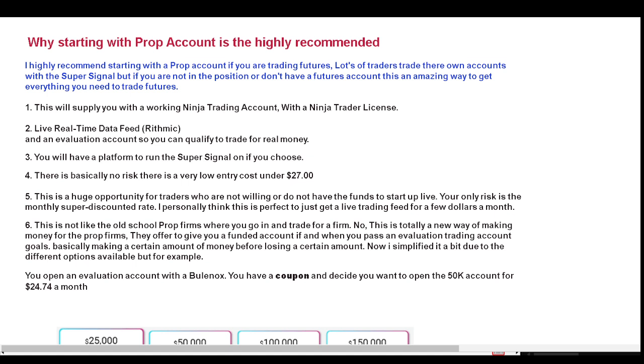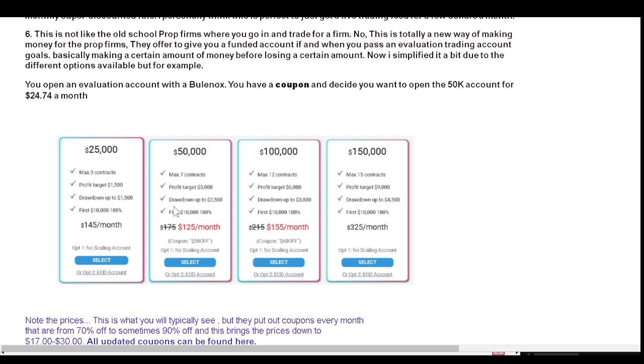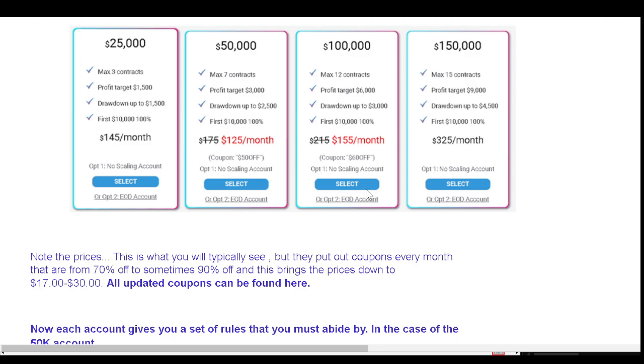Now, let me go back over here a second. This is typically the standard thing that you'll see. You'll see different accounts, and the prices will be, wow, that's expensive, $145 a month. You see something like this, and you automatically say, I'm not going to do that. That's crazy. But what happened? You don't pay that much, because of all these coupons that are out there.